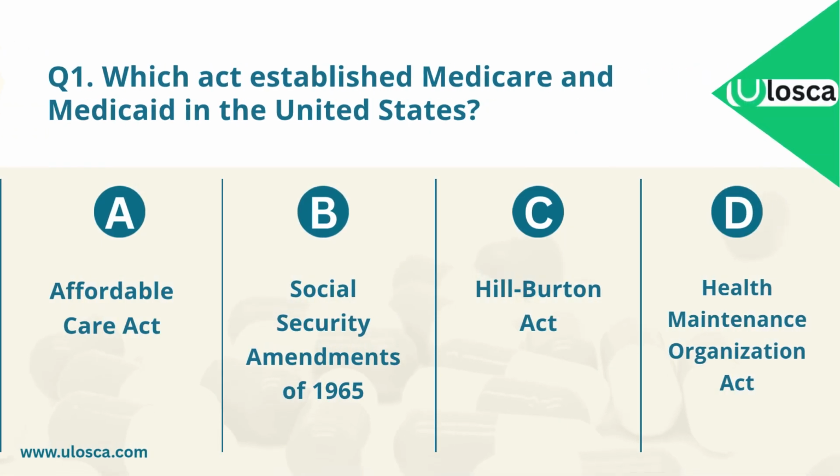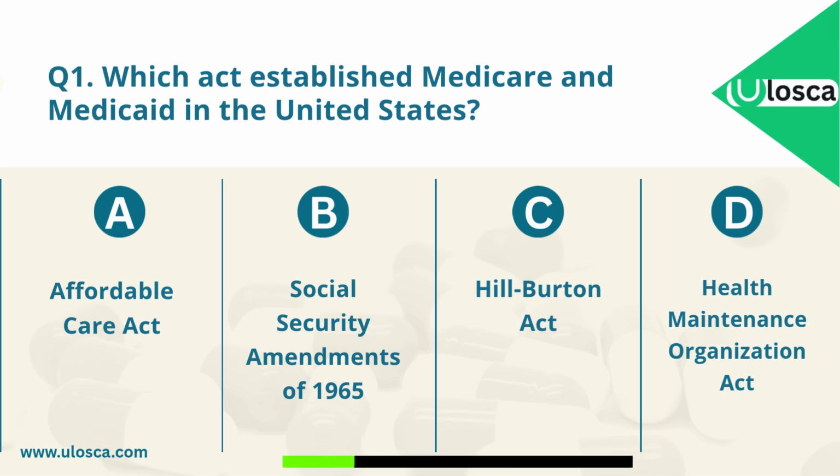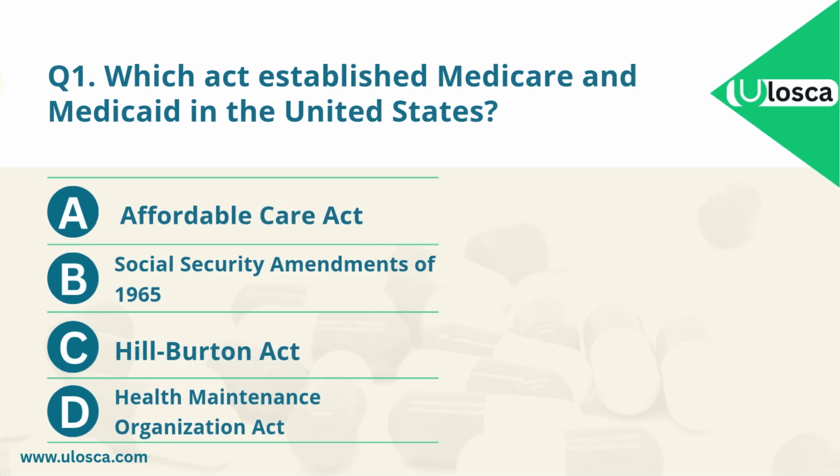Question 1. Which act established Medicare and Medicaid in the United States? A. Affordable Care Act. B. Social Security Amendments of 1965. C. Hill-Burton Act. D. Health Maintenance Organization Act. Which one is the correct answer? The correct answer is B. Social Security Amendments of 1965.